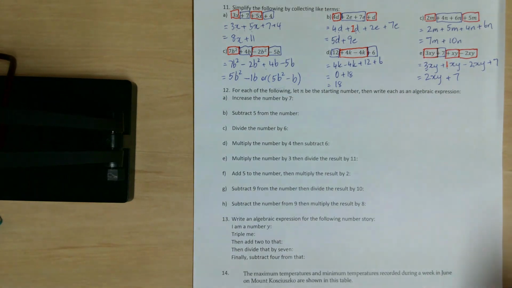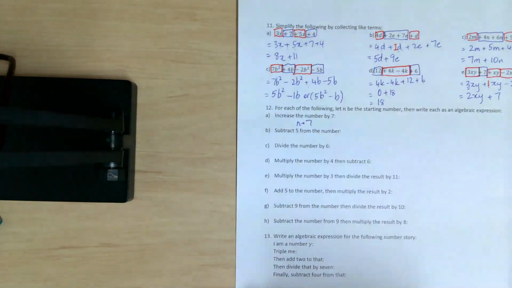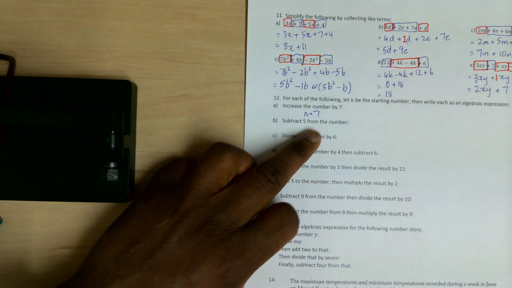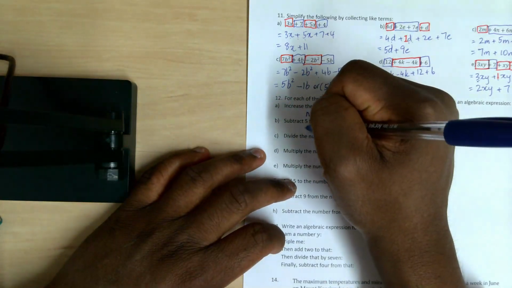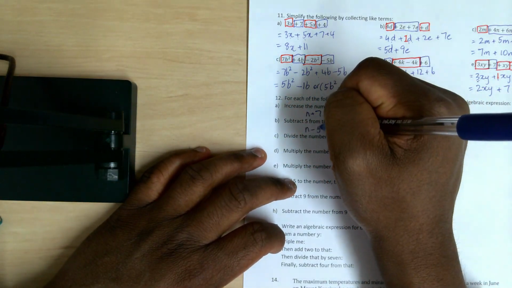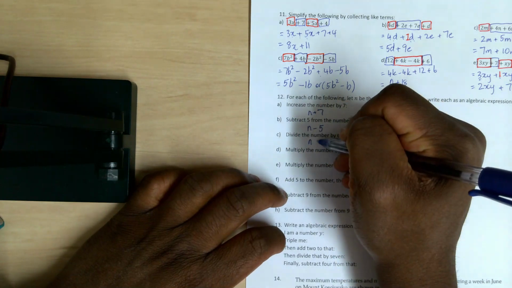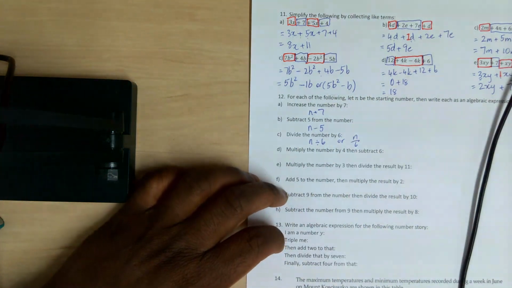Alright, next one. For each of the following, let n be the starting number, then write each as an algebraic expression. So the number, increase the number by 7. So that's going to be n plus 7. We start at n and we add 7 to it. Subtract 5 from the number. So this is going to be n take 5. Divide the number by 6. So n divided by 6, or you can write that as n over 6 like that.